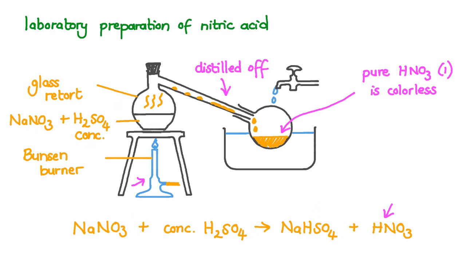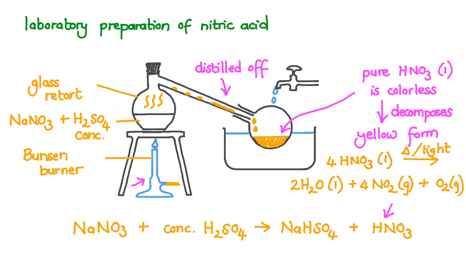Now the nitric acid product is highly concentrated and fuming. Pure nitric acid is liquid, colorless and clear. However, it can decompose into a yellow form. The yellow color of nitric acid can come from the nitrogen dioxide, which is one of the decomposition products. Heat or light can cause this decomposition, and that is why nitric acid is stored in brown bottles. Let's now turn our attention to the physical properties of nitric acid.